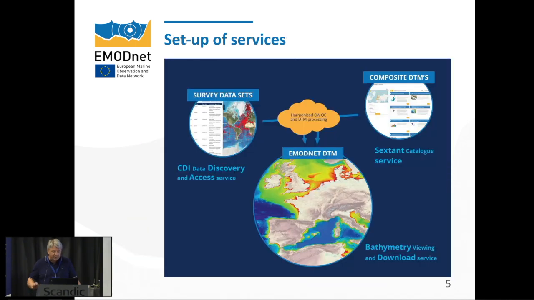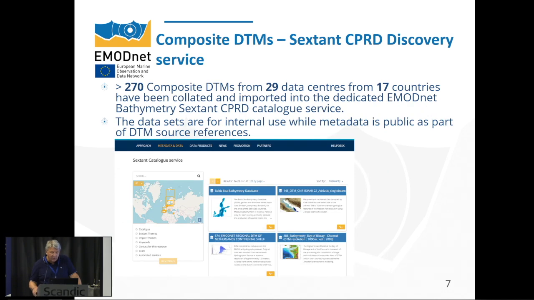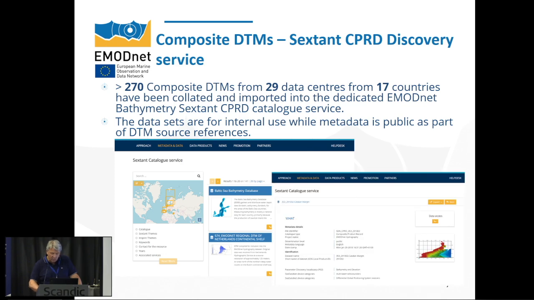Let's go further. So we have this mechanism. You have these two sources, the survey data and the composite DTMs, and together with the process, we have the DTM itself. This is an overview of the CDI server. Right now we have about 40,000 data sets in there. We also have about 300 composite DTMs. And this is all the time evolving, because the project goes on all the time. But every 2 years we do a new product release, and that's the way to show the new elements.